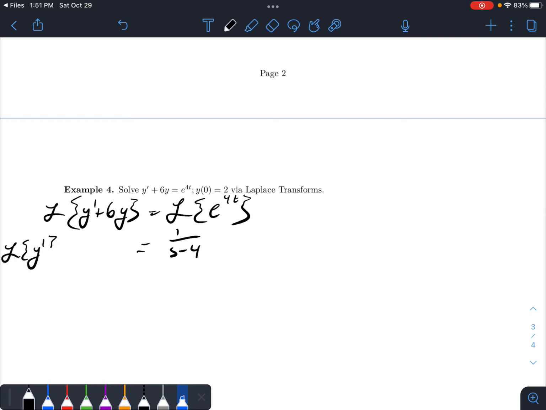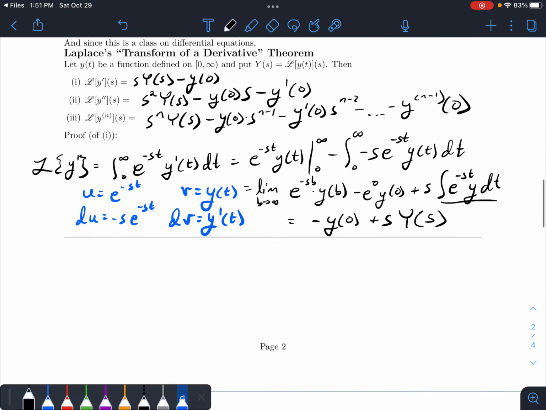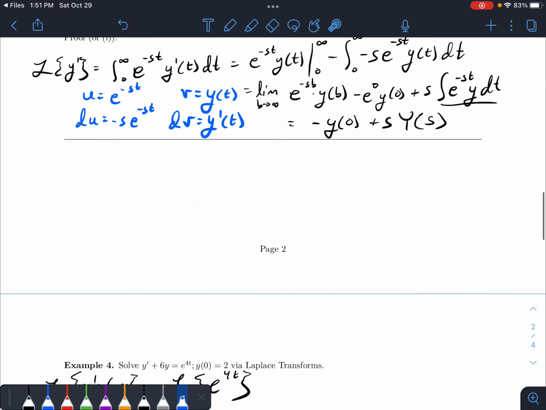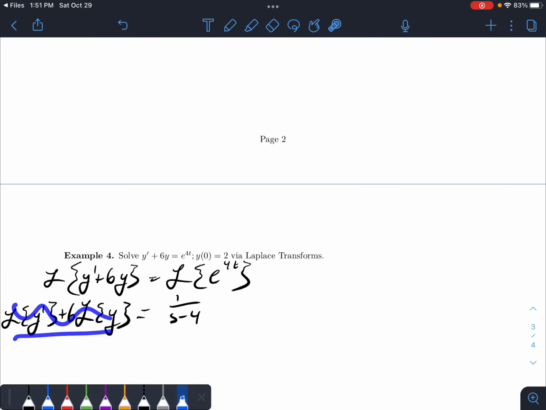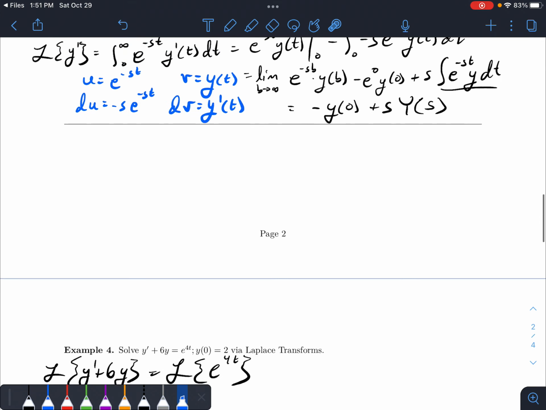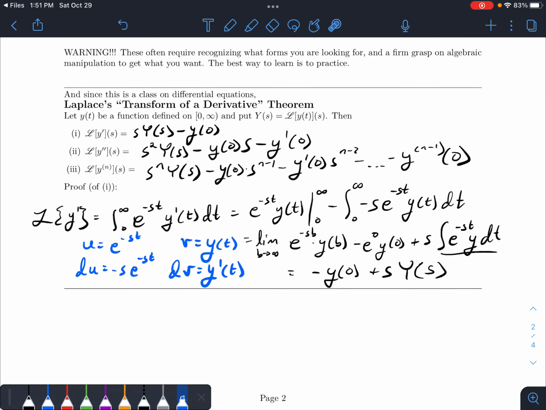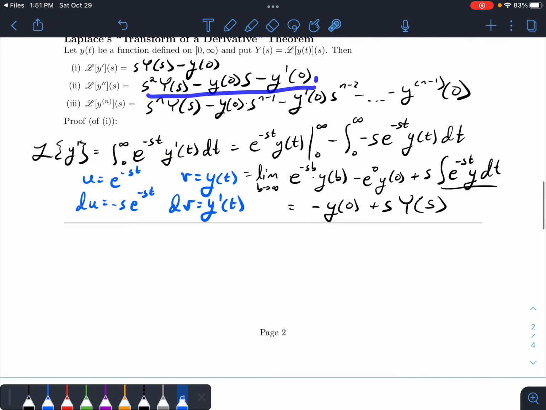The Laplace transform of y' plus 6 times the Laplace transform of y. That's what we get over here. So I'm just splitting that up. If you're doing these things fast, then you don't really have to write this step every single time. I'm just not skipping steps here, being very explicit.